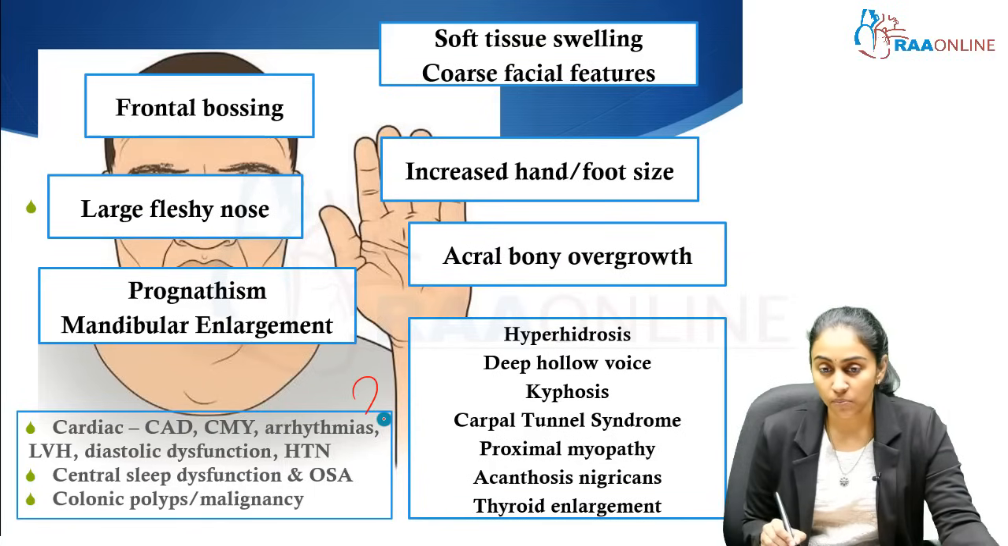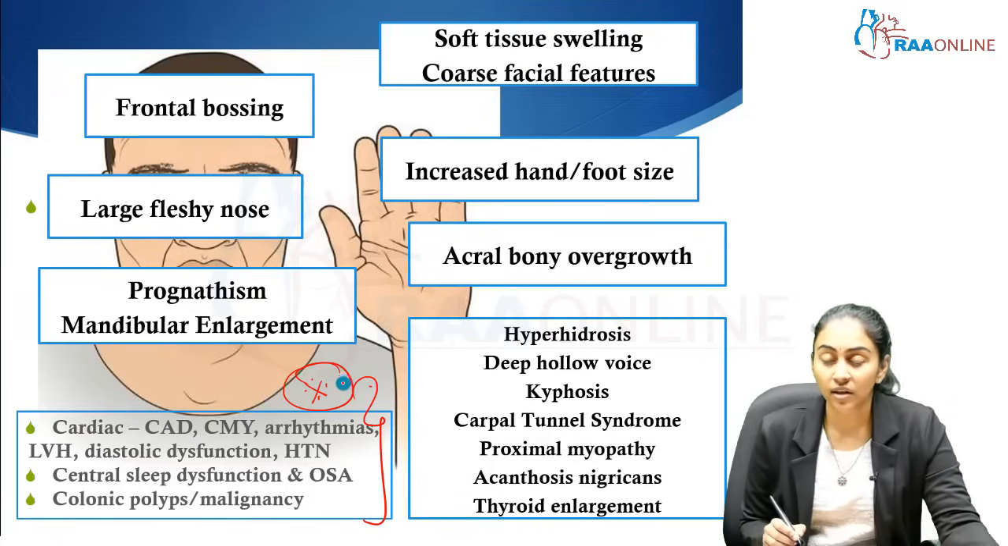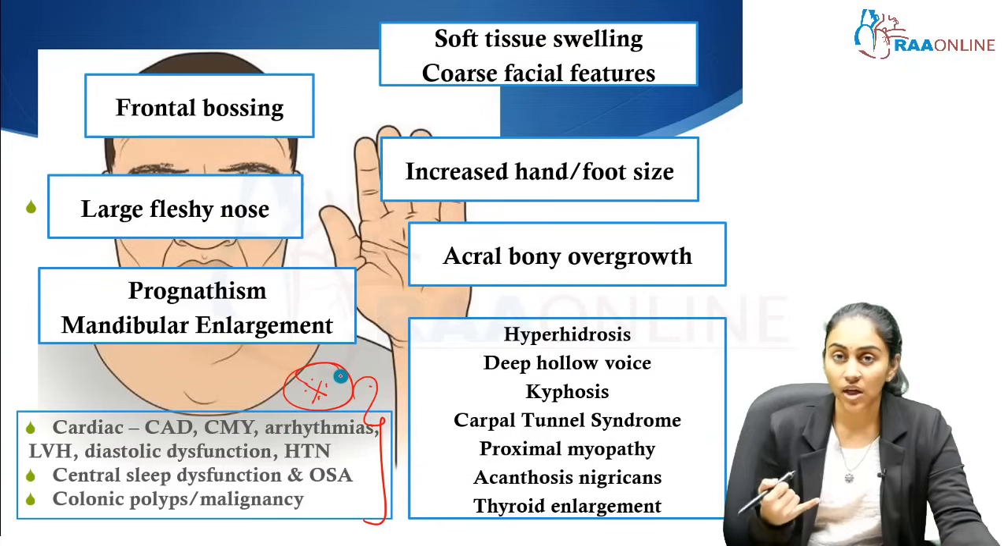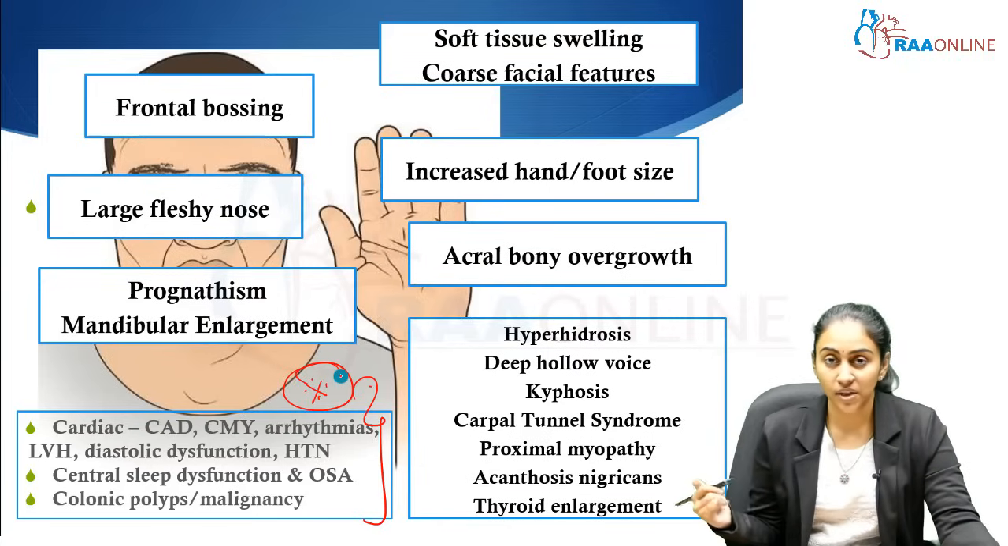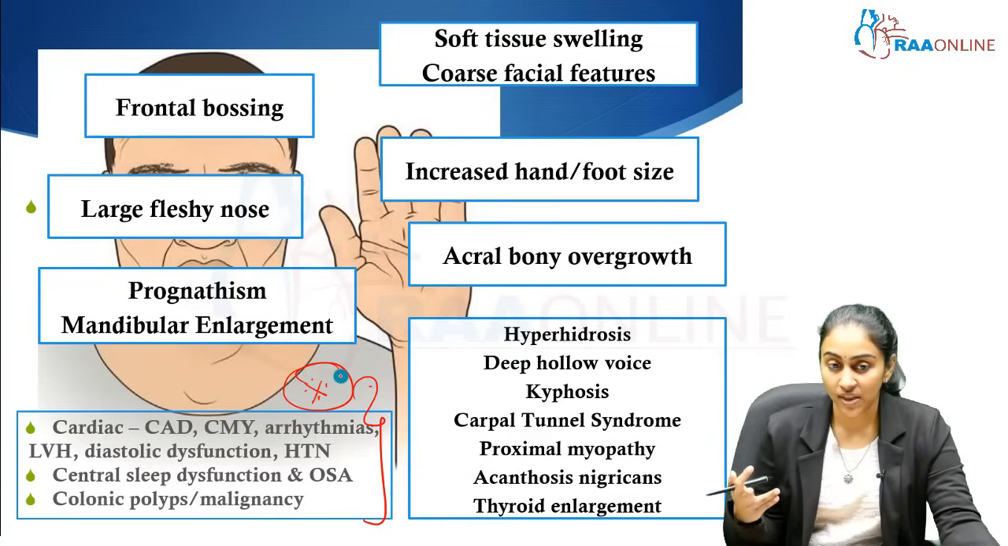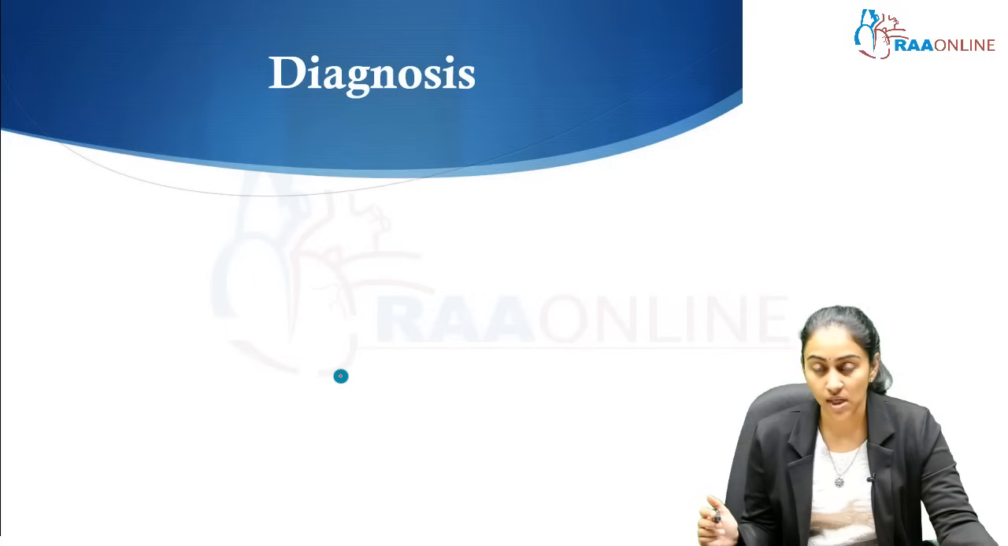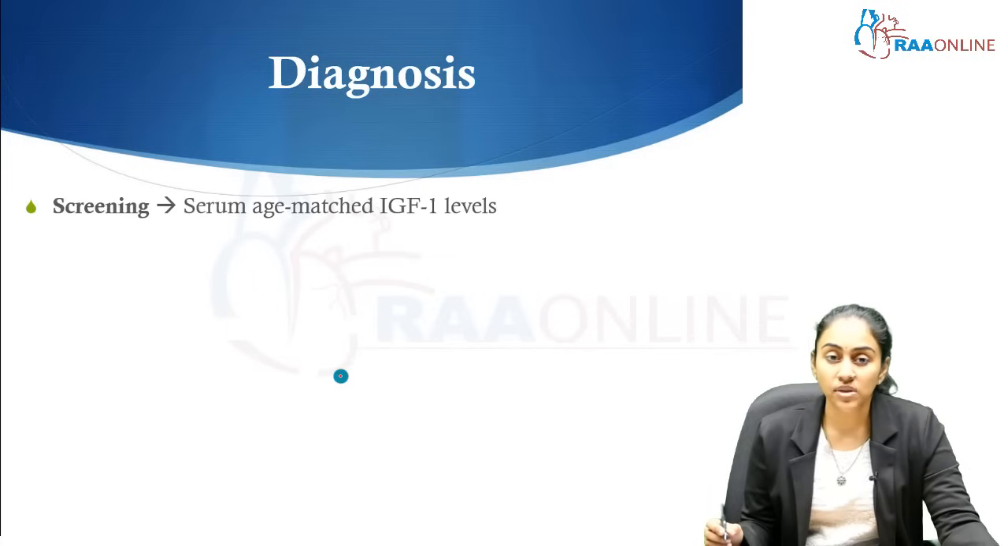These are the 3 important complications that we need to keep our eyes open for whenever we are dealing with a patient with acromegaly. Cardiac problems from coronary artery disease to cardiomyopathy to arrhythmias, then colonic polyps and malignancy, and central sleep disturbances and OSA. How do you diagnose these patients?